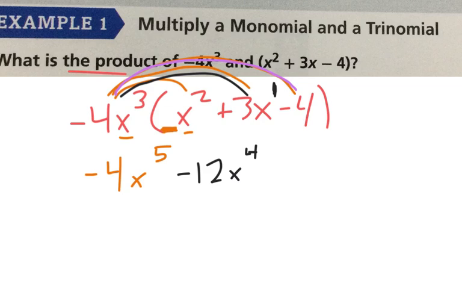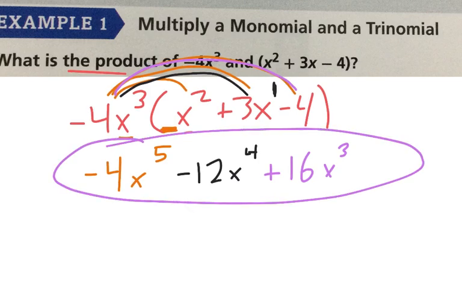Negative 4 times negative 4 is positive 16. X to the third has nothing it's getting multiplied by, so it's going to stay as x to the third. So I have now multiplied polynomials.